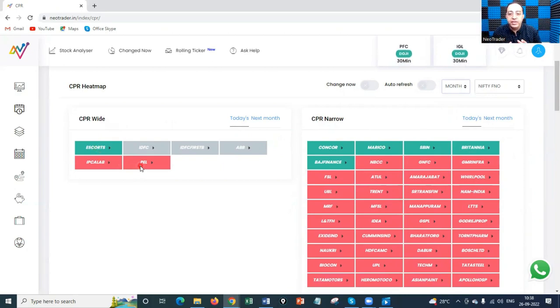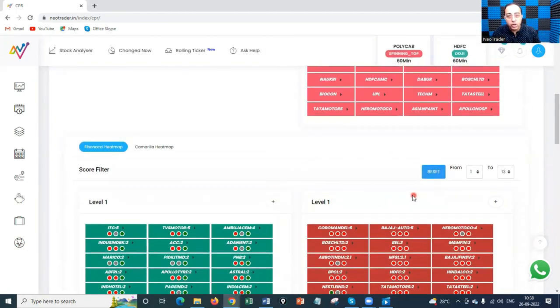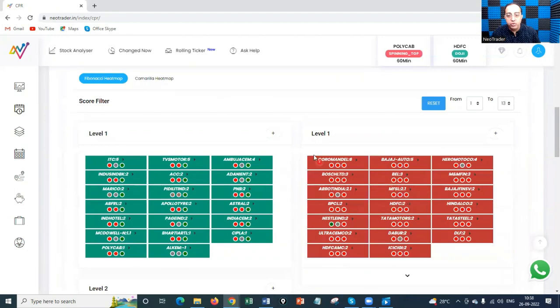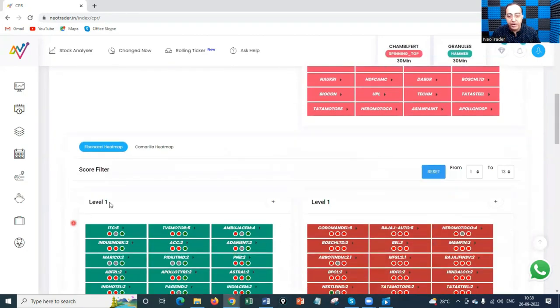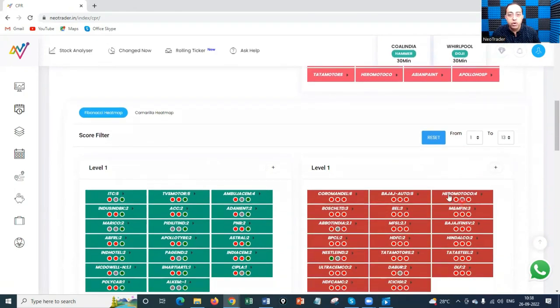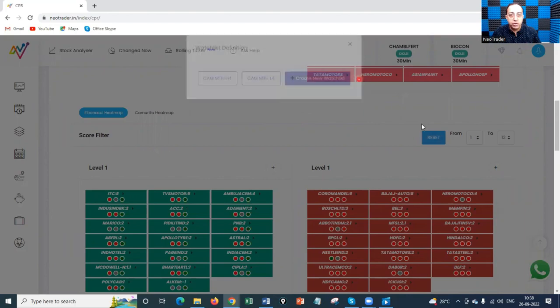So you have got a facility to create your own watch list as well, right? What you could do is, suppose you find a set of stocks which you like. Based on my monthly list, I am finding these stocks to be good on the buy side, these stocks to be good on the downside. So all I have to do is click on this option and I can create my own watch list. Now you can see here there are certain watch lists on H4 and L4 based on Camarilla.